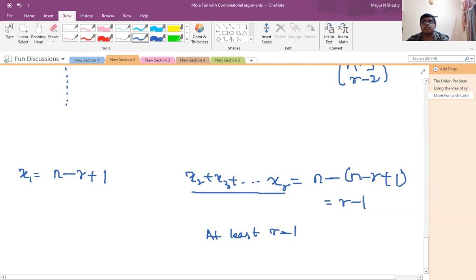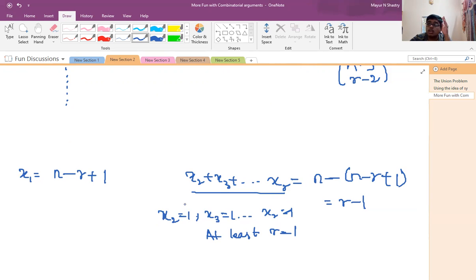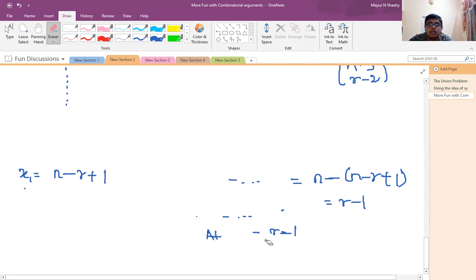So each one of them would be 1 then. x2 equals 1, x3 equals 1, all the way up to xr equals 1, then the sum would be r minus 1. So if I increase x1 by another, then the sum would reduce by 1. So that would lead us to a contradiction because it has to be at least r minus 1. But if x1 is n minus r plus 2, the sum would be r minus 2, which is a contradiction. So all we need to do is just evaluate this till n minus r plus 1. So this is done, until n minus r plus 1.